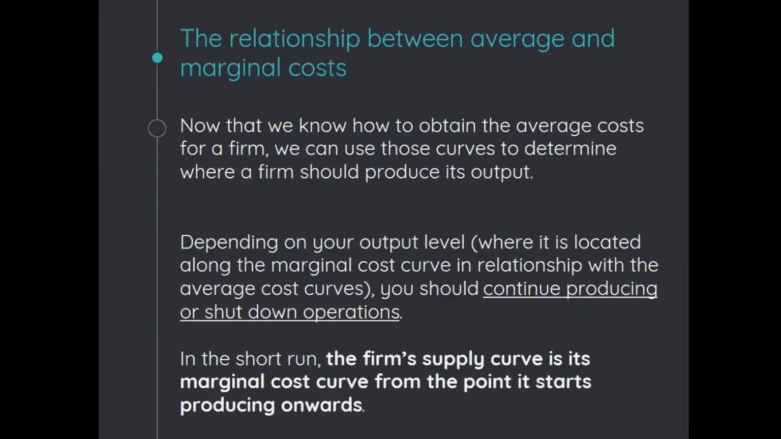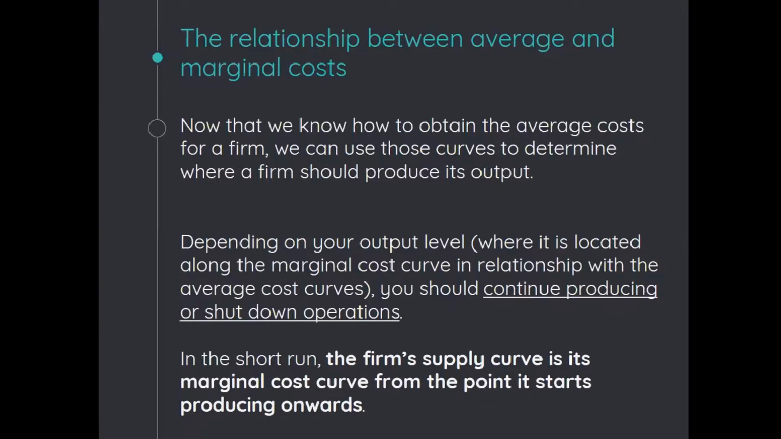So a couple of things here. Number one, in the short run, the firm's individual supply curve is essentially its marginal cost curve from the point it starts to produce. Because any rational firm will not produce at any price, obviously, because if the price is too low, you will not cover your costs.